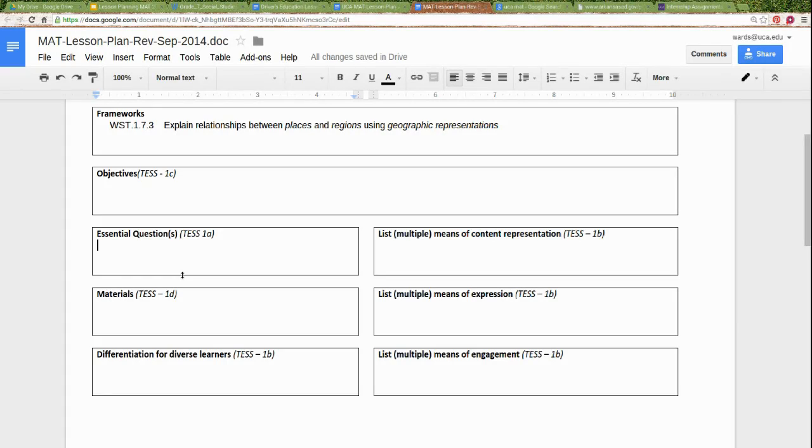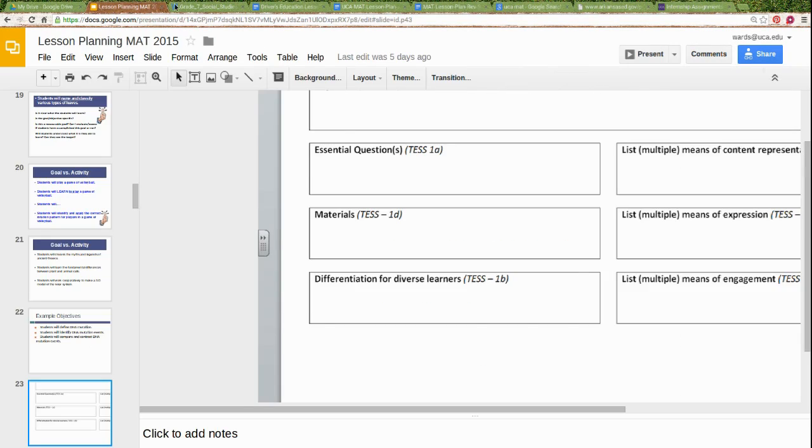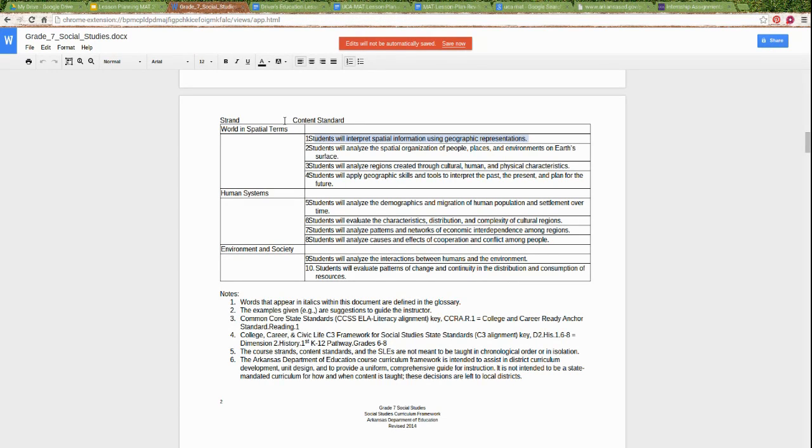And to figure out what that is, my advice for you is to back up in your content document and go to where you find the content standards and look to see, okay, which of these does my lesson fit under, and how can I take this idea? Students will analyze the spatial organization of people, places, and environments on our surface, and how can I turn this into a student-friendly question, an essential question?